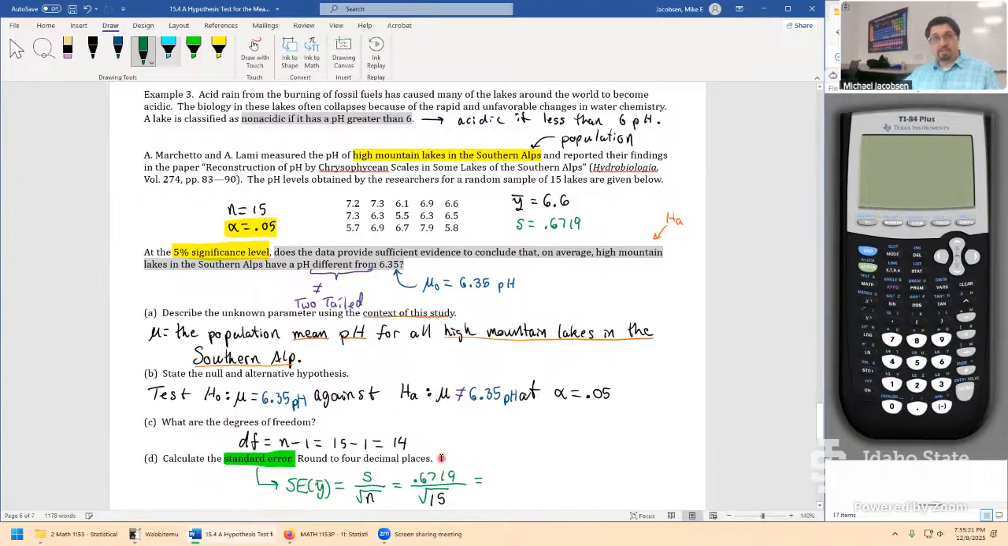This one says specifically round to 4 decimal places. So we'll follow that to the letter. 0.6719 divide by square root of 15. So to 4 decimal places, this one will round up to 0.1735.